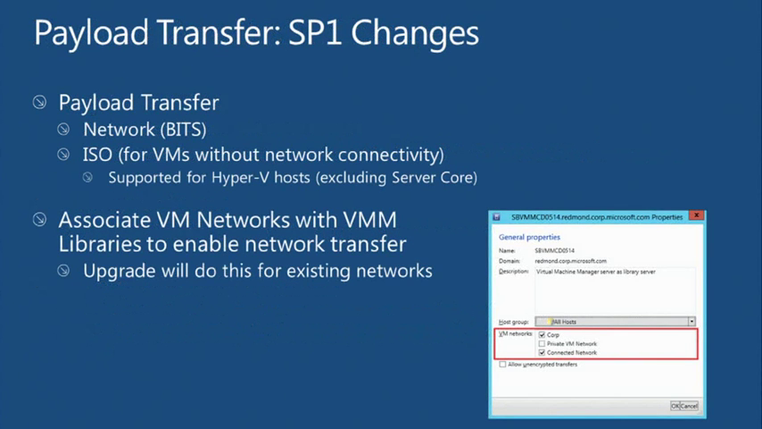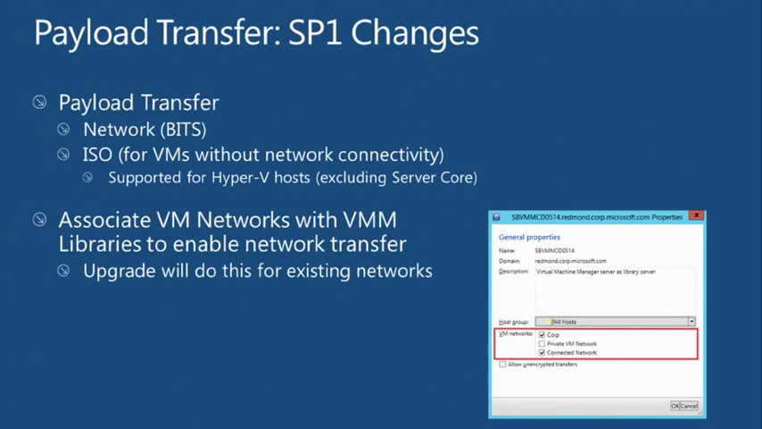So the payload transfer I spoke about briefly. Now what we'll do at upgrade time is we'll take all of your existing VMM logical networks, and we'll mark them as connected to all library servers. The reason we can do that is we know that if you didn't have network connectivity in that case, you couldn't have possibly been deploying services anyway because the packages couldn't have gotten to the VMs. For new VM networks that you'll create, we've added a new property to library servers that allows you to tell us which VM networks, which library servers have connectivity to one another. And when you've done that, we'll fall back and use that network-based transfer.